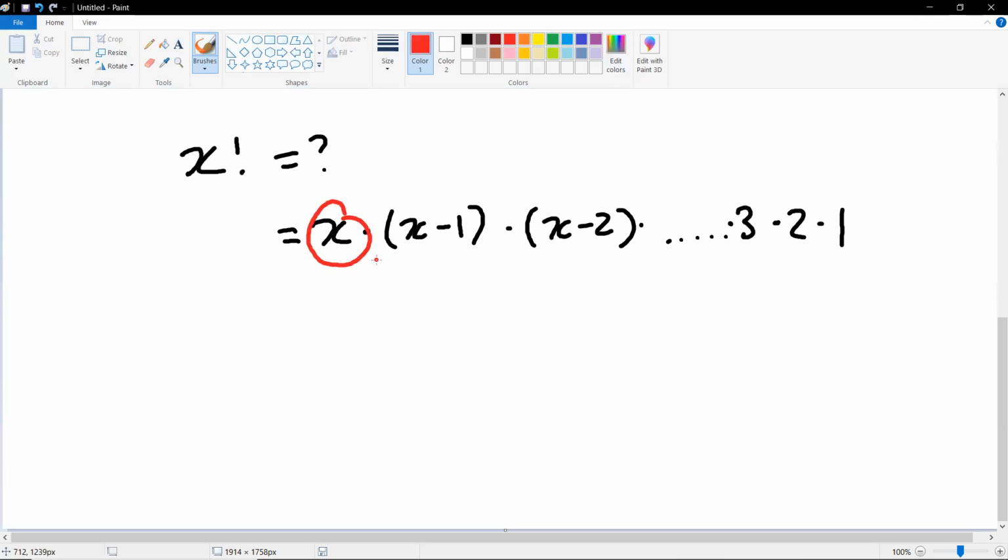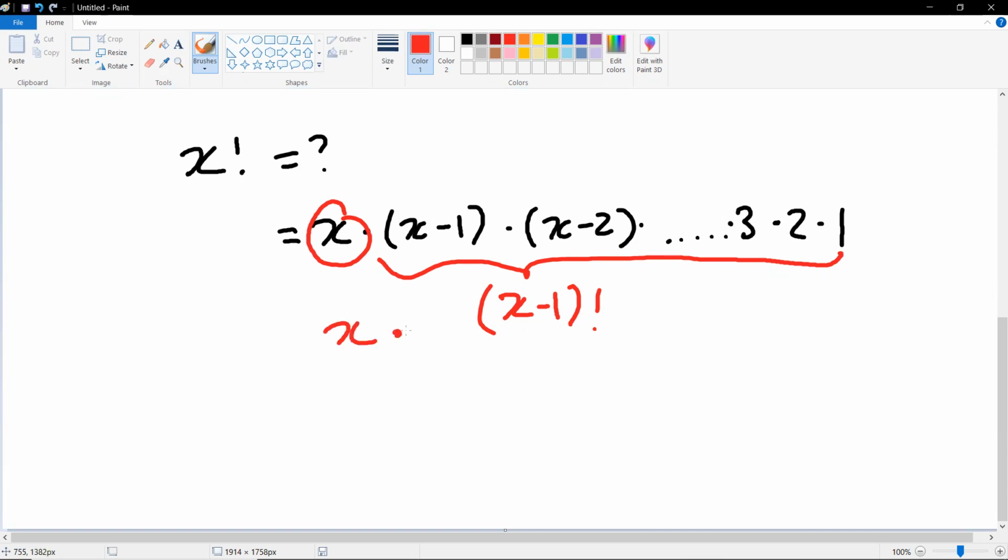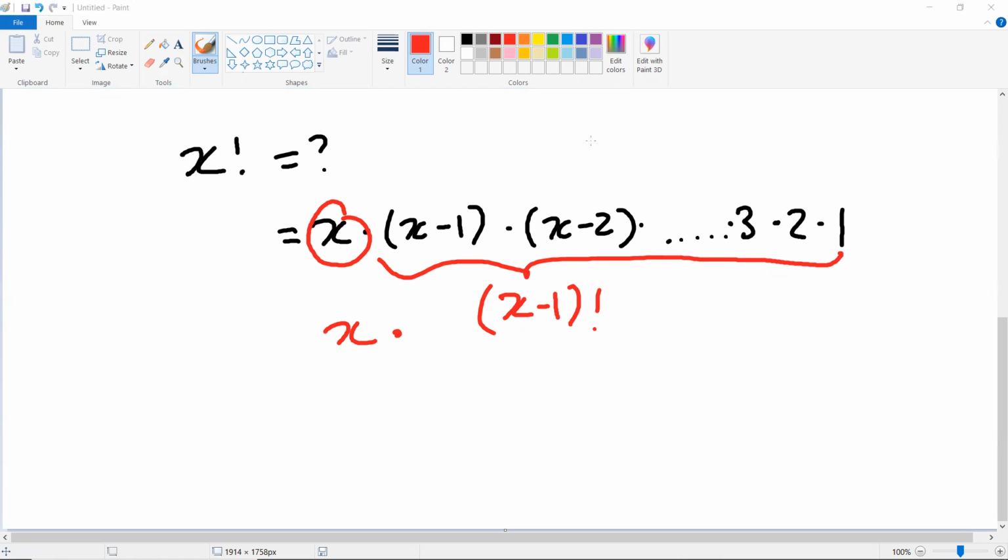x times, what is this? This is just x minus 1 factorial, right? Because we have x minus 1 times x minus 2 times x minus 3 all the way down to 1. So we bring down the x, we have x minus 1 factorial. And so we have a formula: x factorial is just x times x minus 1 factorial. And we can see that x minus 1 factorial is a slightly easier problem to solve. But we're probably still going to apply the formula a bunch more times depending on what x actually is, right?